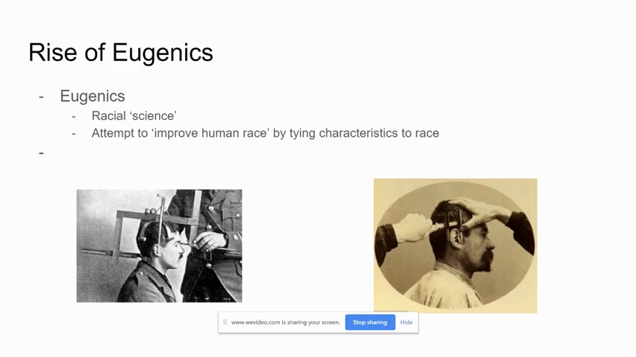So scientists are going to tie prejudice to race. They're going to start measuring different facial features, looking at color of skin, the shape of your head, the shape of your nose, how wide set your eyes are. And they're going to use all of these measurements as a way to determine a race's worth.